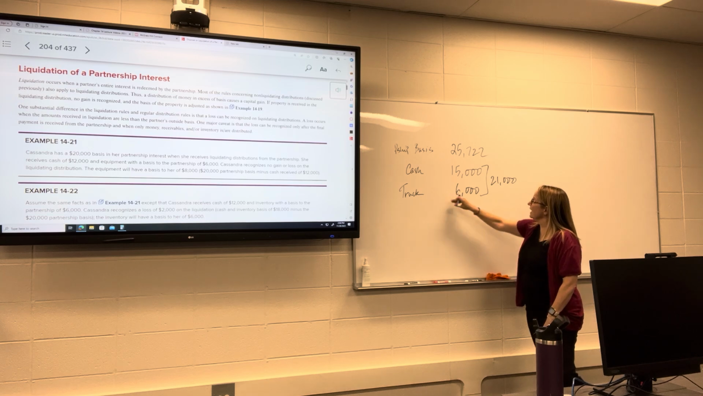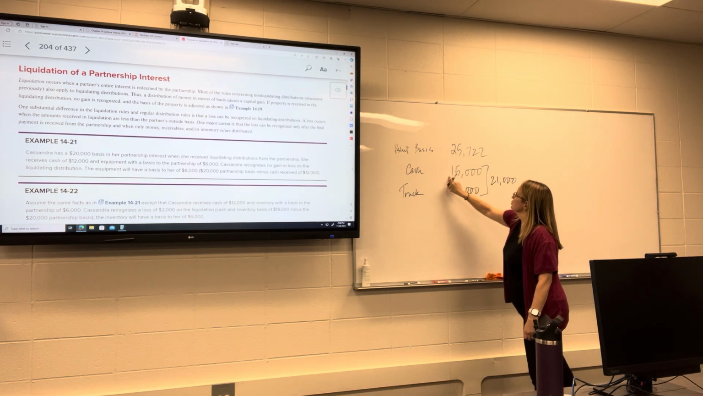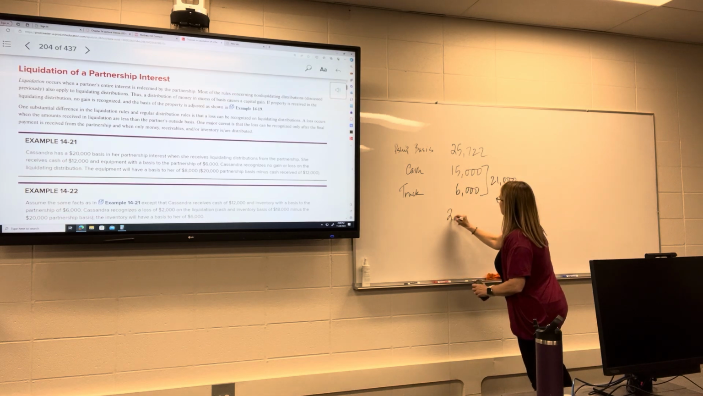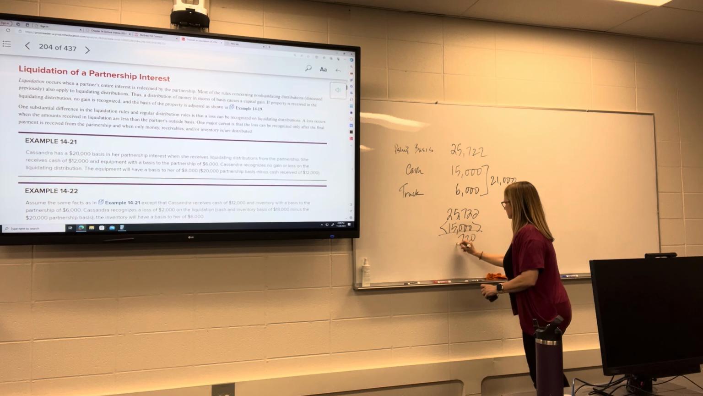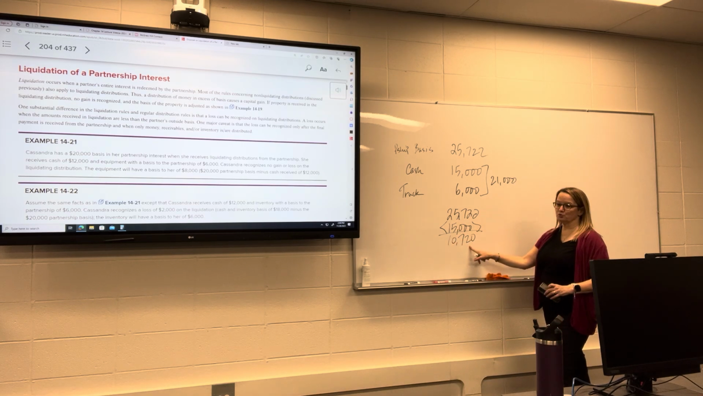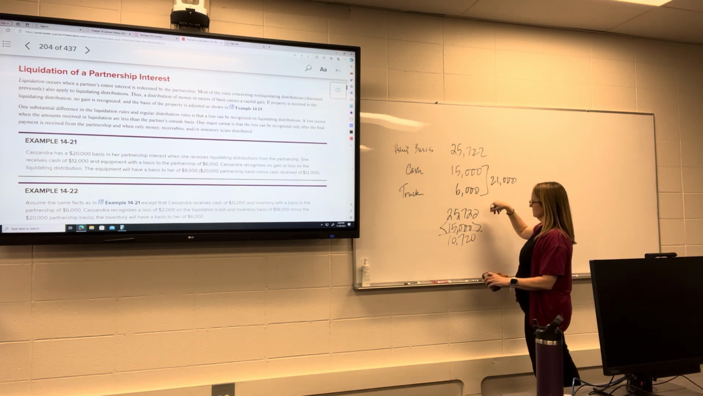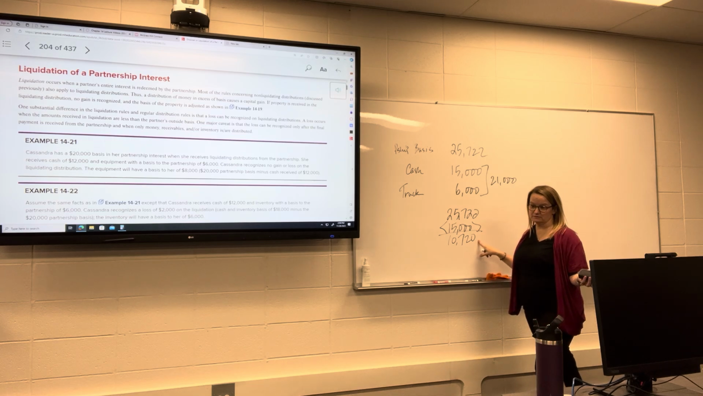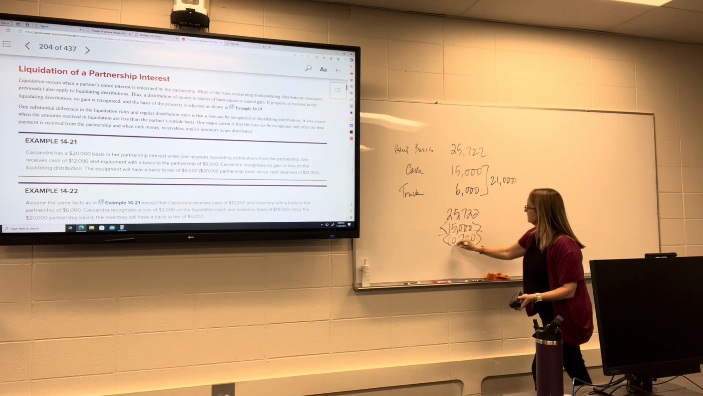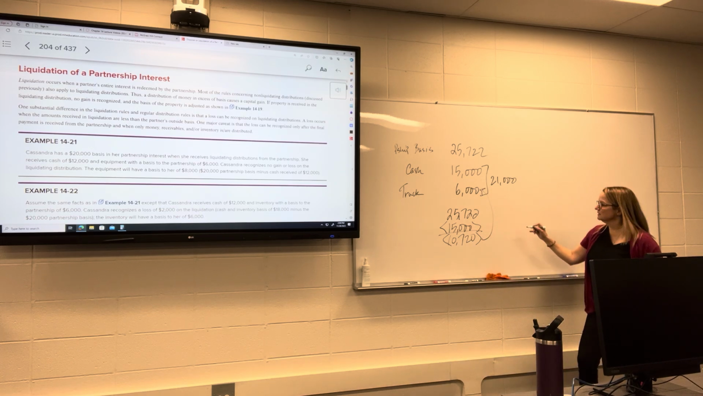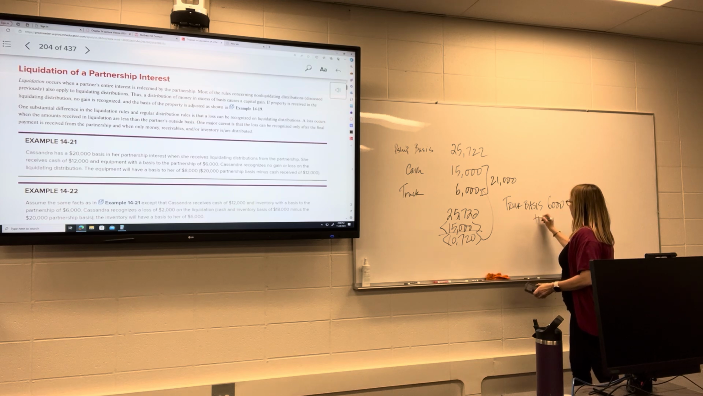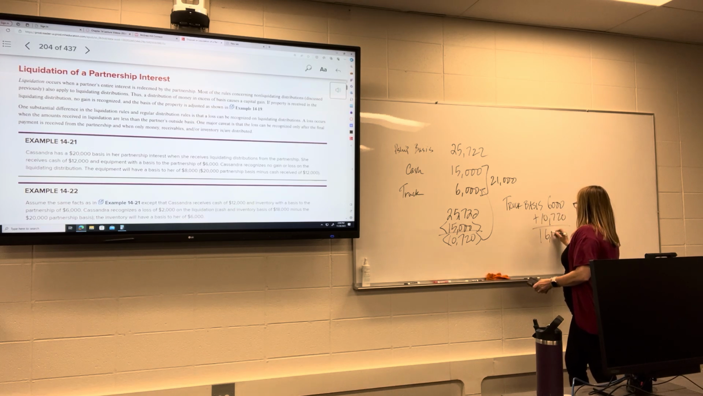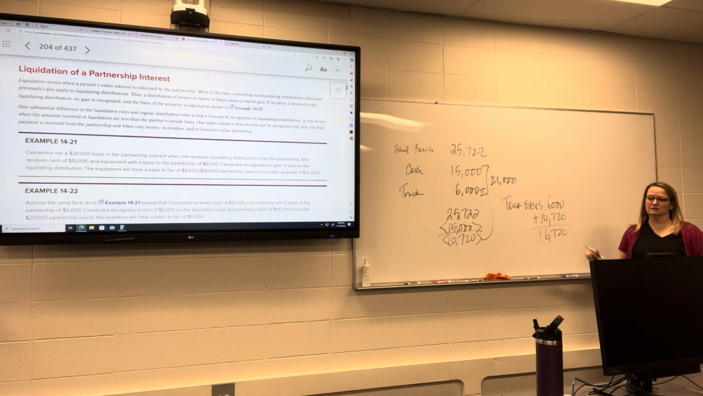Well, because we're getting a truck, what we're gonna do is we're gonna adjust first 25,722 minus the cash that we got of 15,000. So $10,720. If we only got 15,000, we'd have a loss of 10,720. This part here is gonna attach to the $6,000 of truck. So now our truck basis is 6,000 plus 10,720, so 16,720.